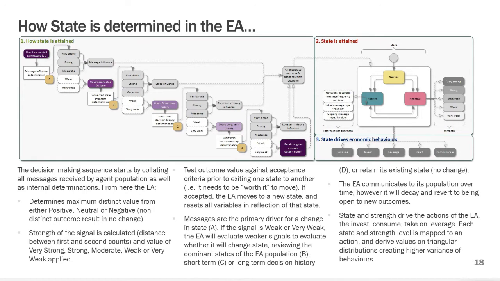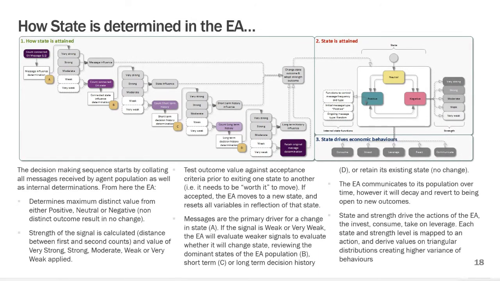It then looks at distinct values. So if the most distinct value is one by message, it will attain that message as a state. So if I've got a very strong view of positive, it will attain a positive state, and so on and so forth with neutral and negative. However, if it's not a strong signal, so there are acceptance criteria built in, it will then look at other things that are weaker in the model to then make further decisions.